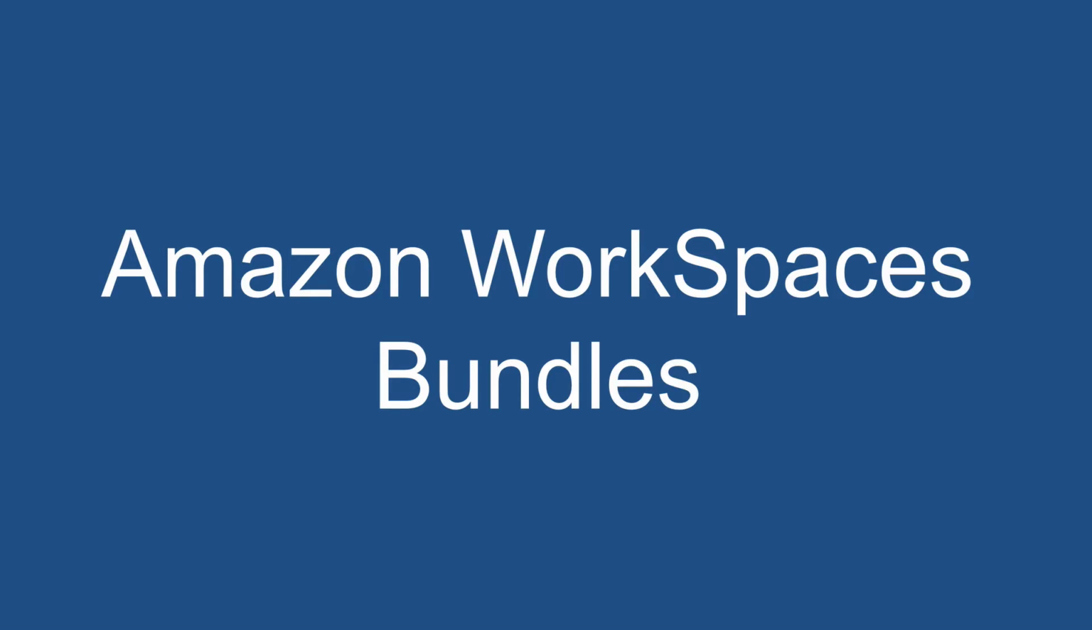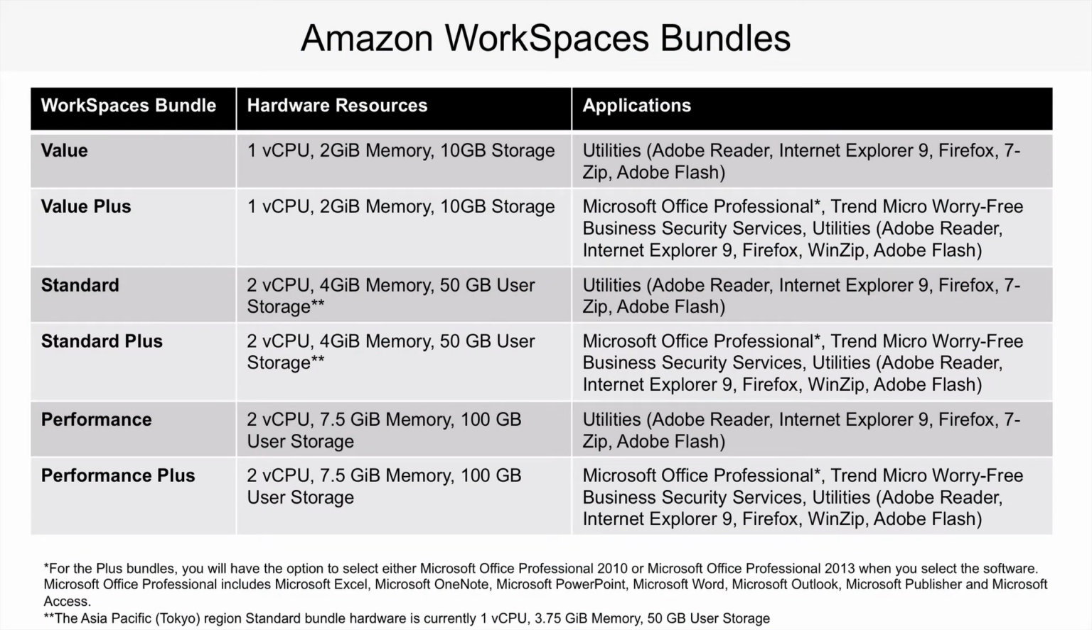And as we said, there are a variety of different bundles that you can offer to users that might have different software or performance requirements. And those bundles are quickly summarized here. So we have a couple of value bundles with and without the incremental software that is offered in the Plus bundle. So those have 1 virtual CPU, 2 gigs of RAM, and 10 gigabytes of persistent storage. And the software bundles you can see on the right hand side. One comes with basic software, and the other one comes with Microsoft Office Professional, either 2010 or 2013, as well as Trend Micro Business Security Services, Adobe Reader, and the rest of the software that's bundled in the value pack.